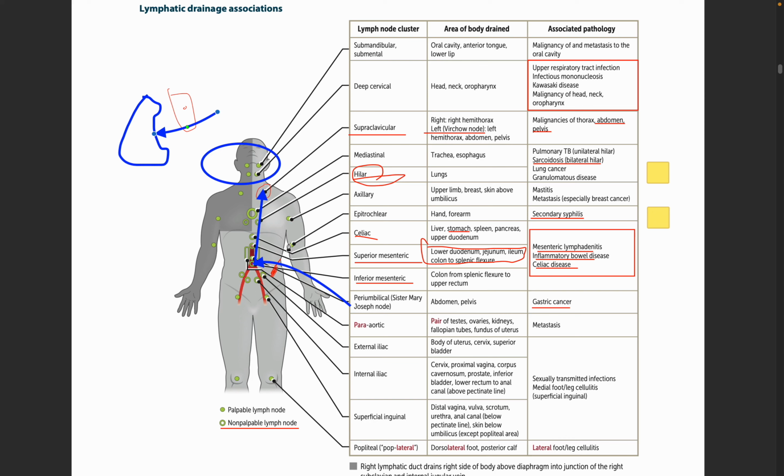Then comes the epitrochlear lymph node, which drains the hand and forearm, and secondary syphilis is the disease which is spread towards these lymph nodes.